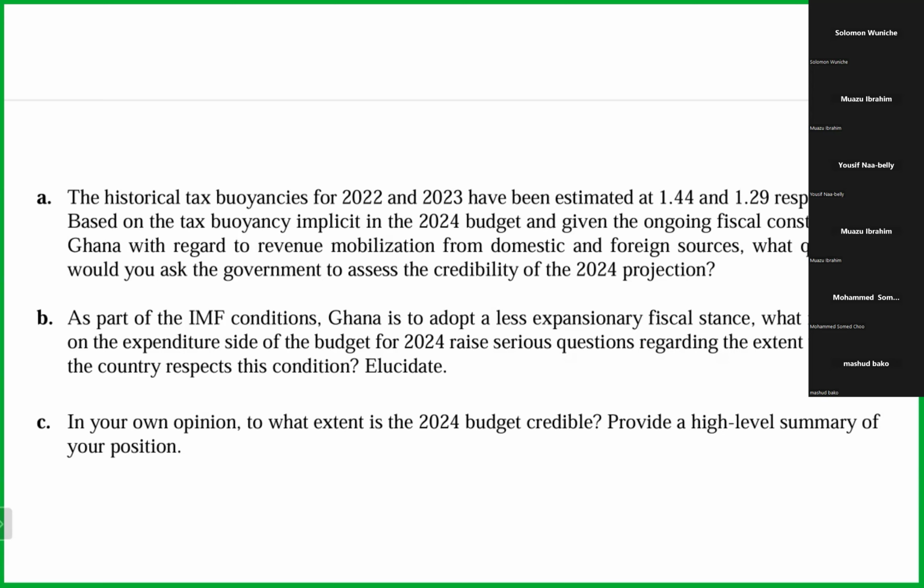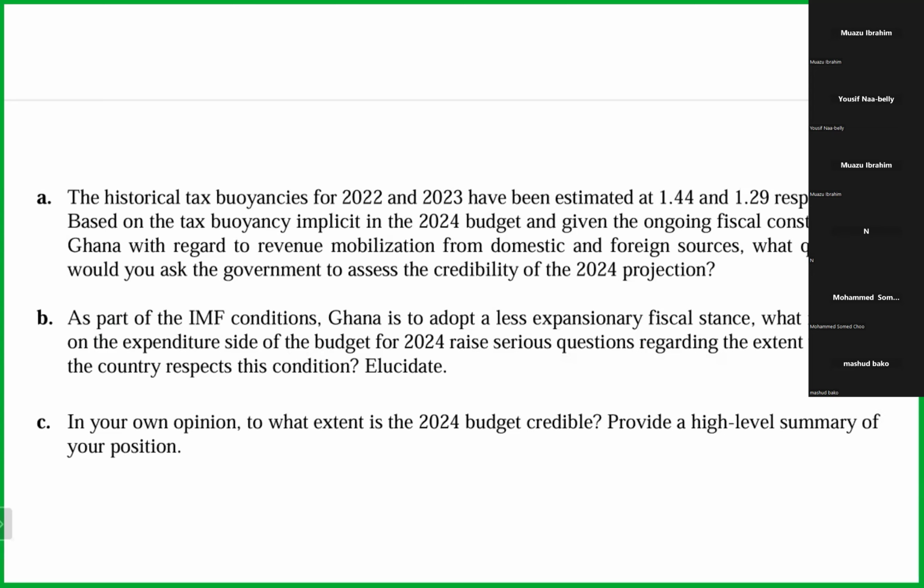So as part of the IMF conditions, Ghana is to adopt a less expansionary fiscal stance. What numbers on the expenditure side of the budget for 2024 raise serious questions regarding the extent to which the country respects this condition? Elucidate. What am I asking? The question is, Ghana is under an IMF program, and with the IMF program, it is telling Ghana to be less expansionary in its fiscal stance. What does that mean?